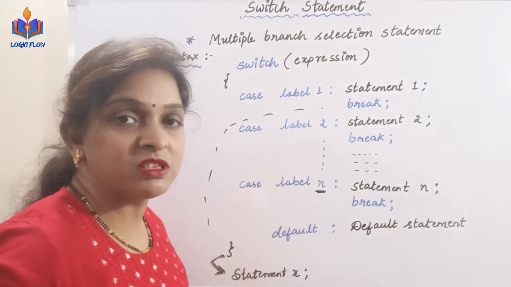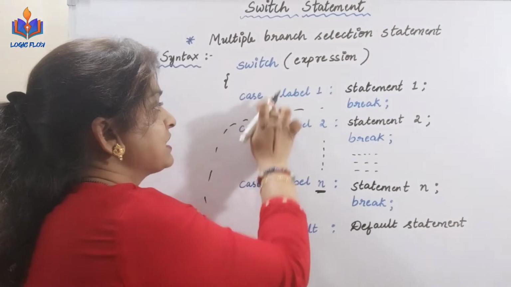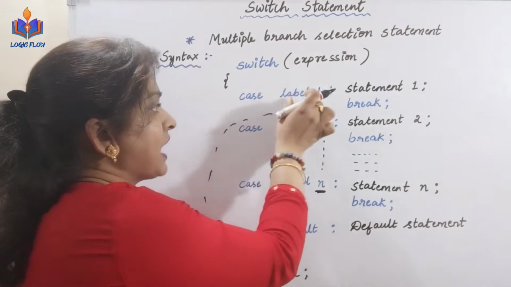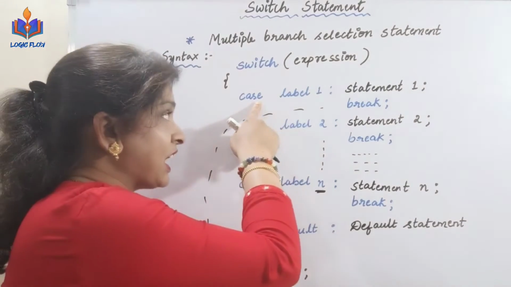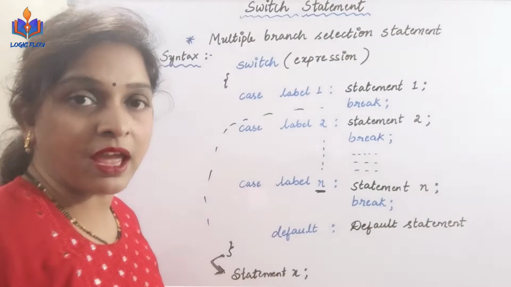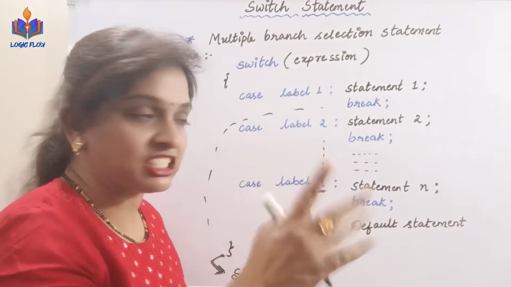A common mistake that beginners make is that they don't provide a space between the keyword case and the label. There should be a space between the keyword case and the label. The label value that we need to provide, we will see.